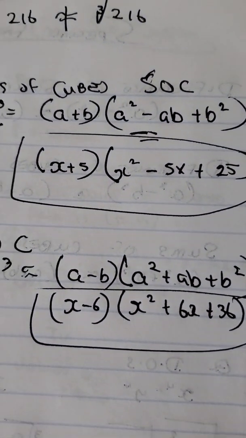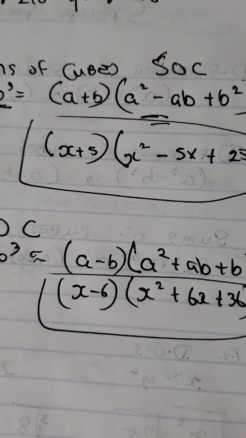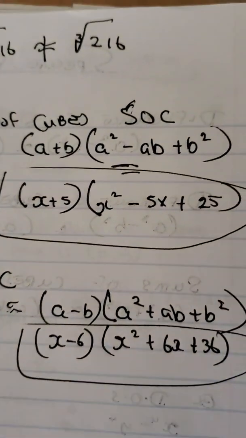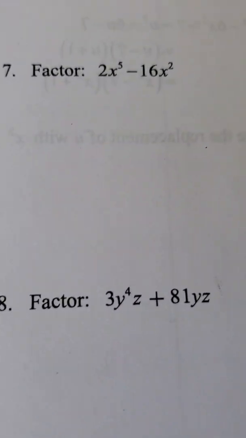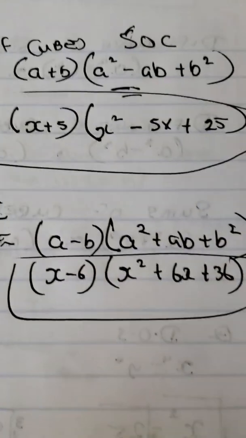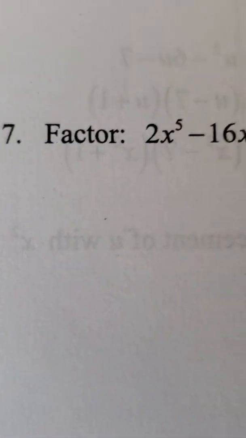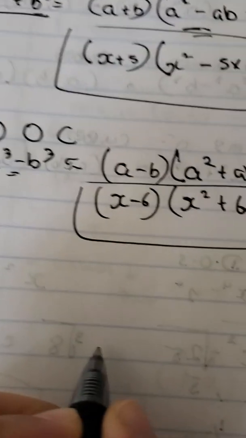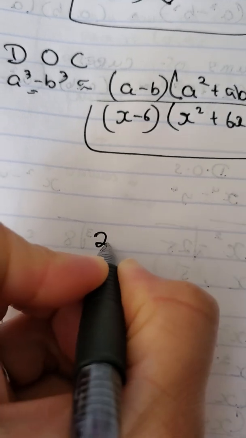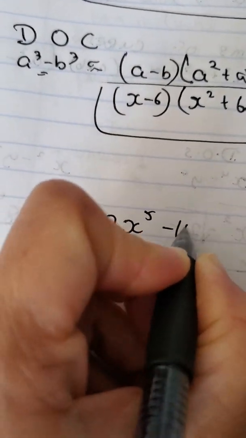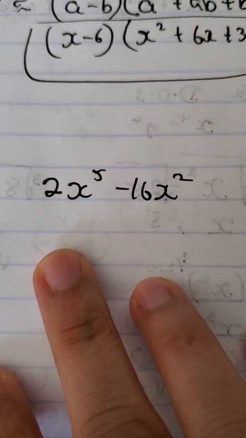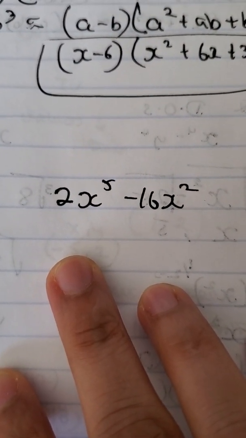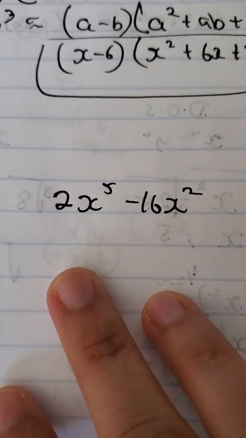Let's do a problem where they get a little witty with things. So let's take a look at this example, number 7. That's actually 2x to the 5th power minus 16x squared. Now, the secret is you're looking at this and it doesn't look like a difference of squares, neither does it look like a difference of cubes.